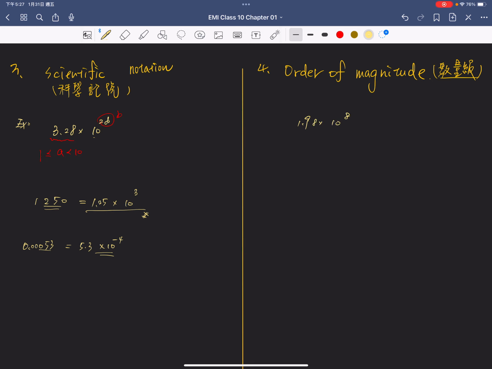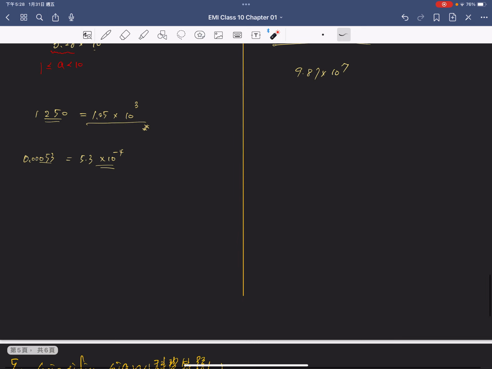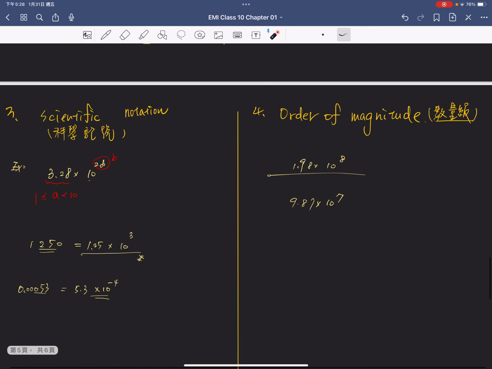Okay, so we know that in science there are lots of numbers you have to use, and when you want to use notation, it means scientific notation. We can just use these ideas to help us simplify our calculations.